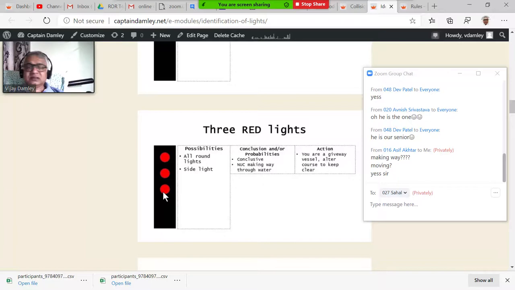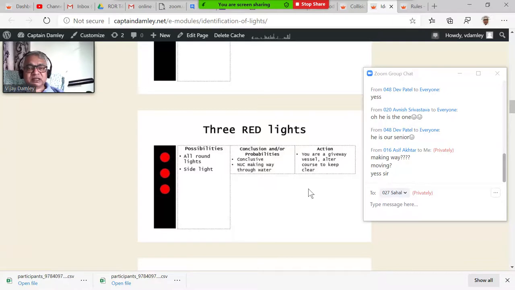Okay. So we have got these three lights. They are indicating one is not under command, making way through the water. Now, three red lights, you have also seen, come under a vessel constrained by draft.